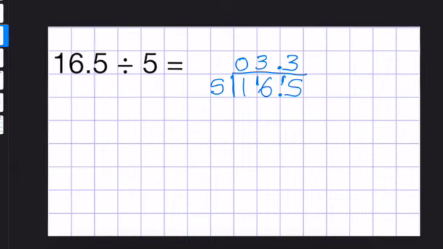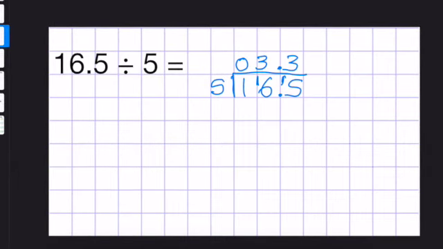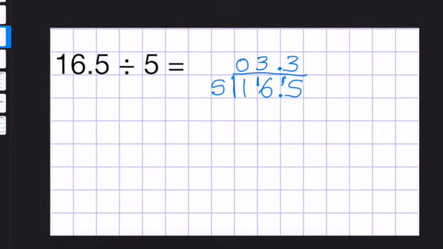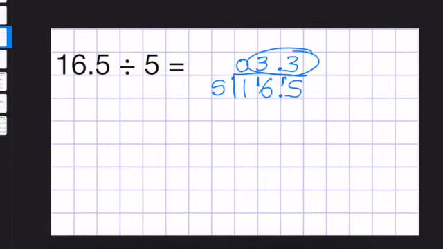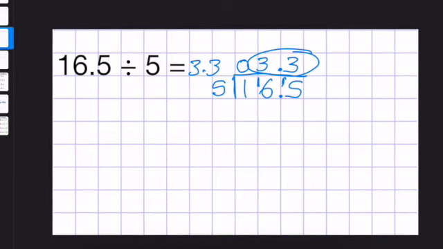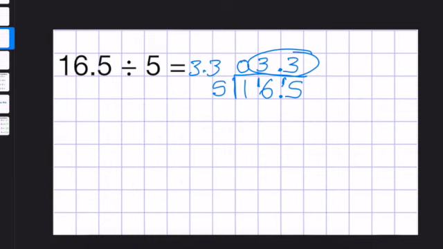Now, we do not need the 0 here at the front because it's telling us nothing. It's not holding a place. So the answer is actually 3.3. So if I was to write that as my answer, I would not put that 0. I've put it there because it helps me to do the bus stop method.